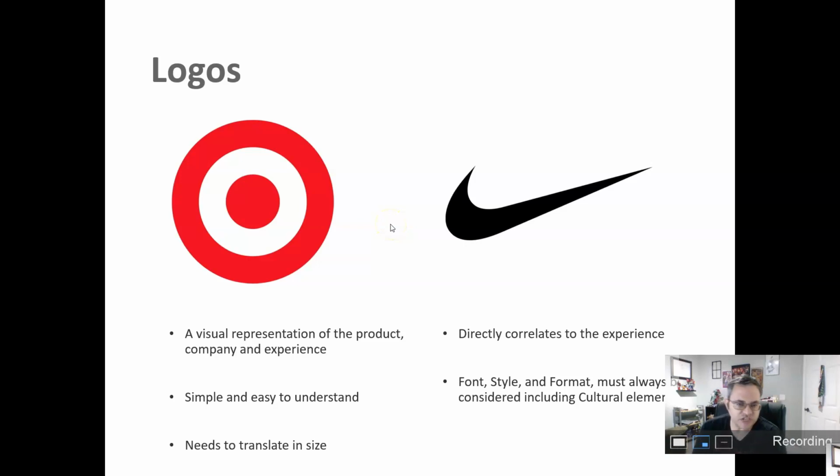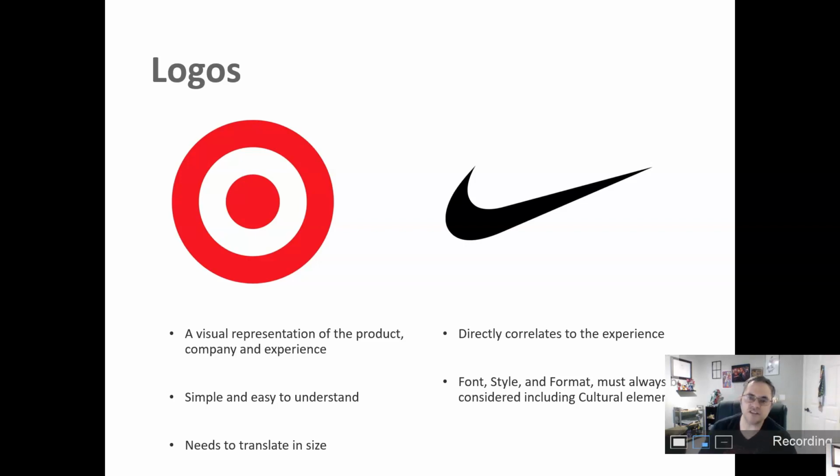Logos are really interesting. They're a visual representation of the product, company, and experience. They're simple and easy to understand. They also have to translate in size a lot of times, so that's a big aspect. They also have to directly correlate to the experience, and font style and format must always be considered, including cultural elements, because a lot of times logos are pretty much the same across all countries, kind of like symbols and icons. That's something to keep in mind.